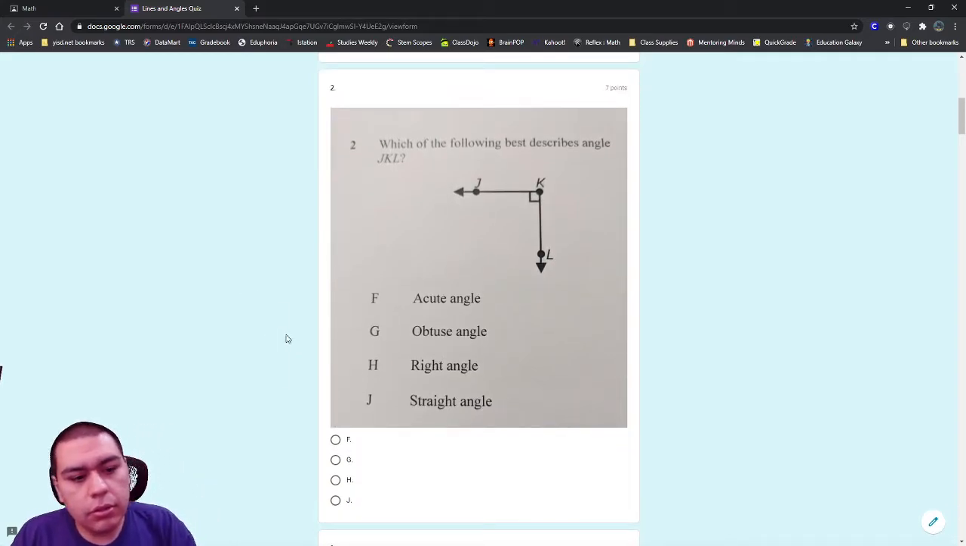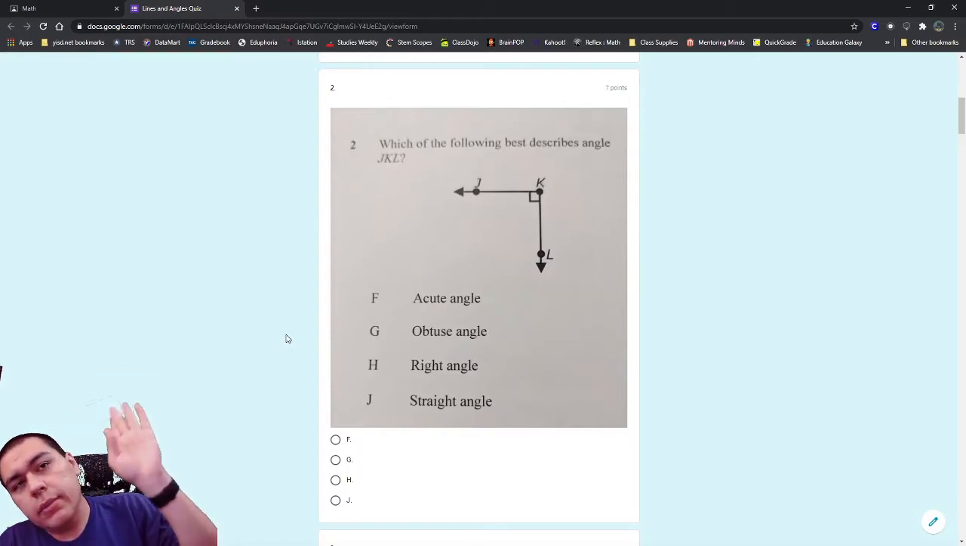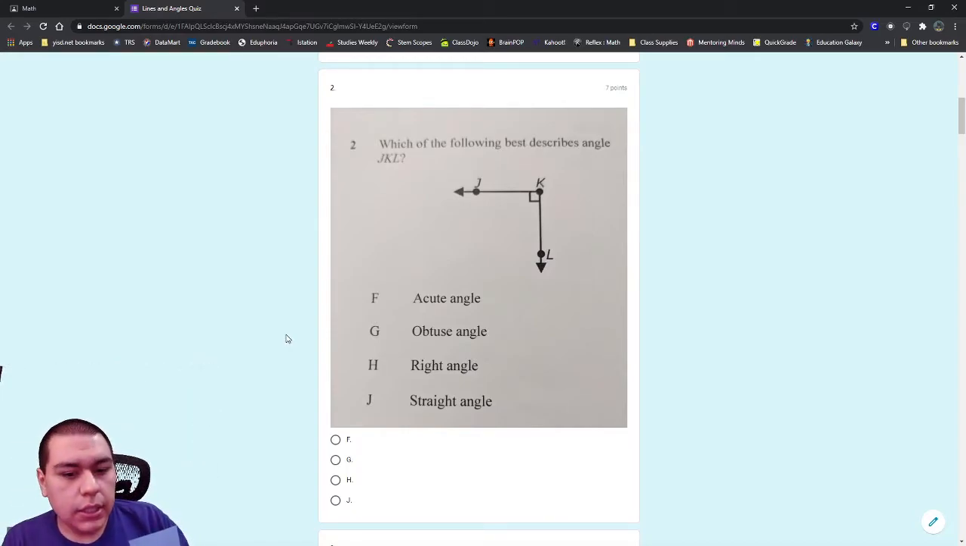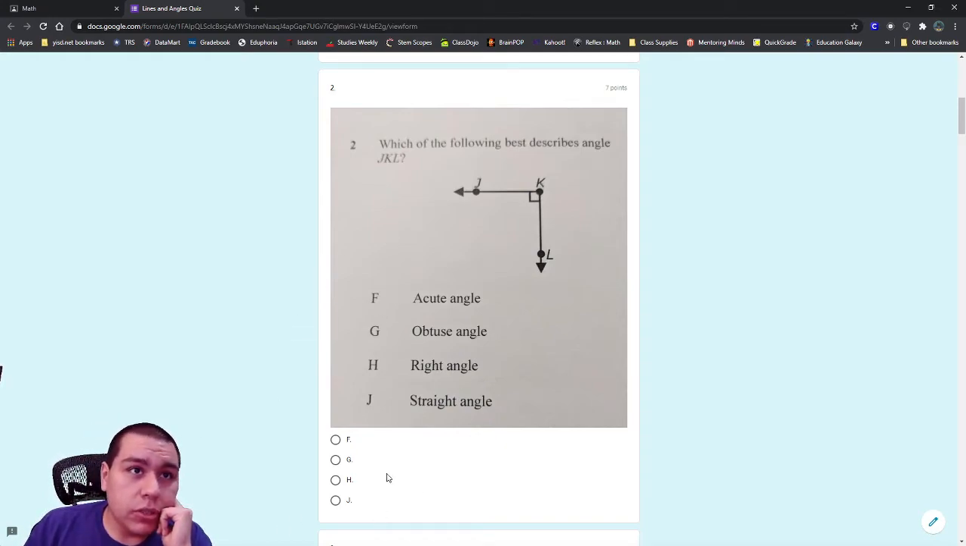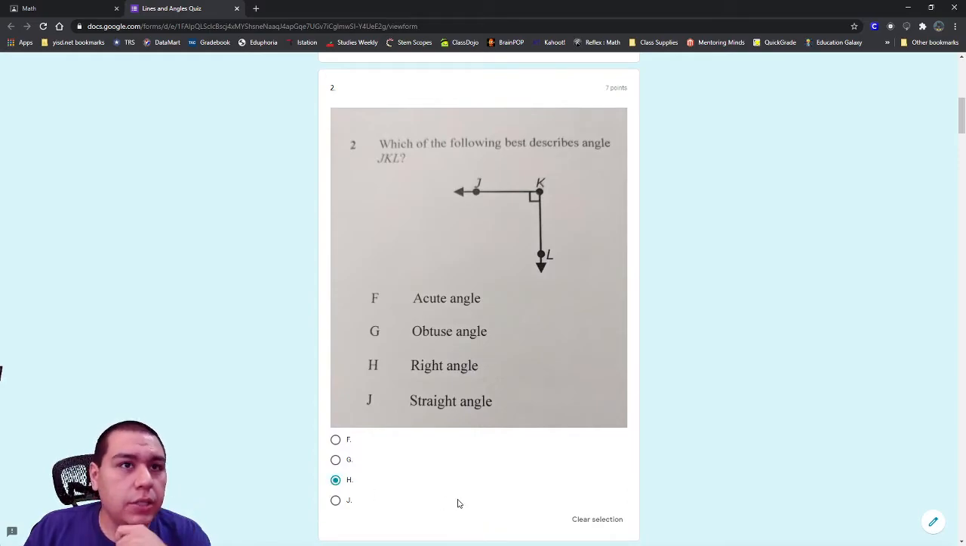So Nakai, you say you know. I check with my sticky note, and my sticky note fits perfectly in the angle. What kind of angle is it, Nakai? It's a right angle, which means that for question 2, my answer should have been H.